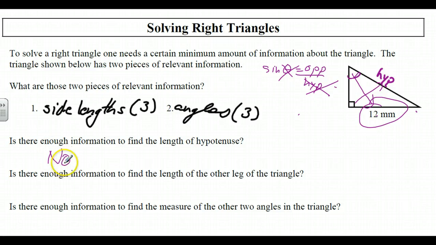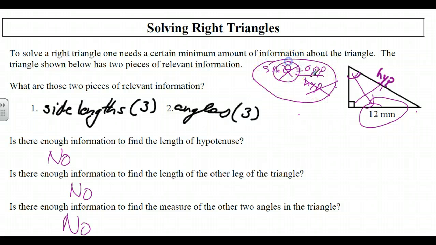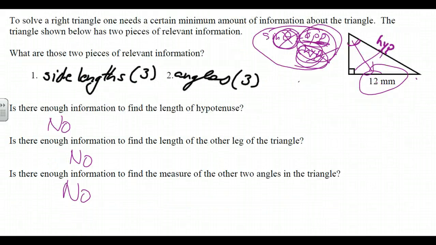No. Is there enough information to find the length of the other leg? No. Is there enough information to find the measure of the other two angles in the triangle? No. We just don't know enough here, right? In any of these formulas involving three quantities, angle and two sides, we need two pieces of information. If we have these two sides, we can find the angle. If we have the angle and this side, we can find that side, and so on.